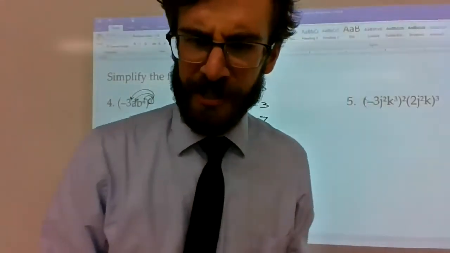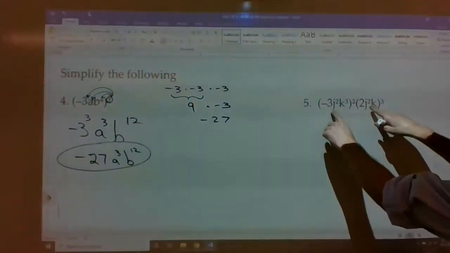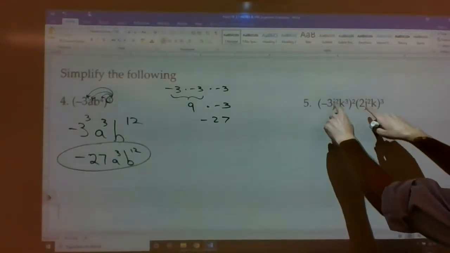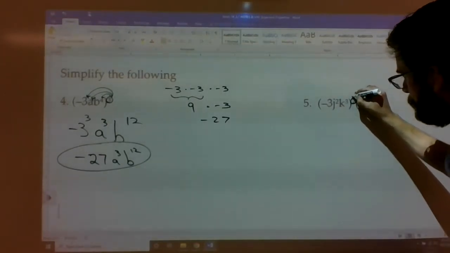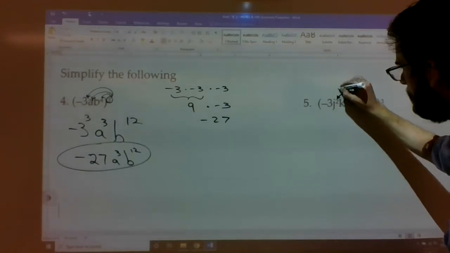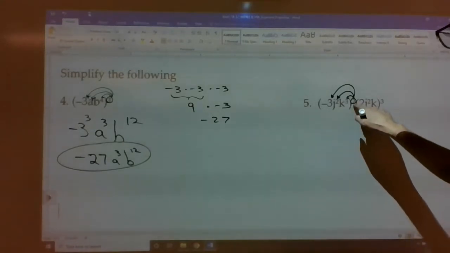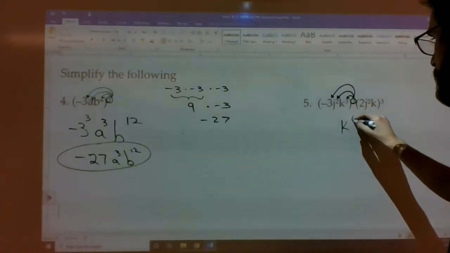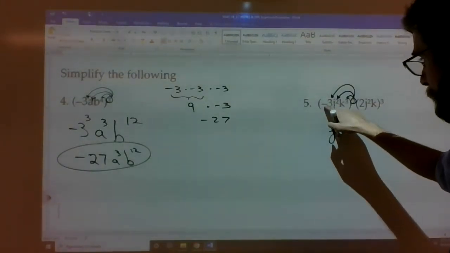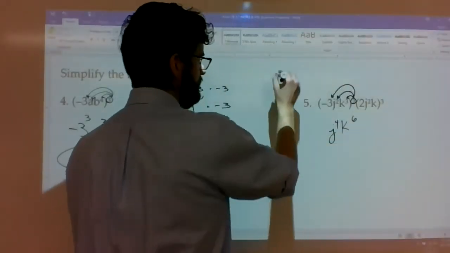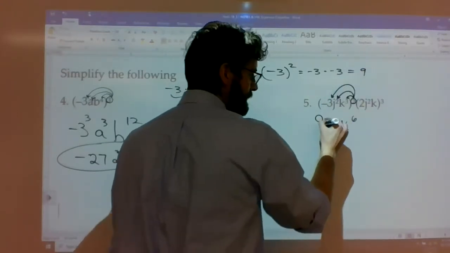So if that's still a little confusing, let's check out number 5. Before I try to get constants with constants, j's with j's, and k's with k's, I need to make sure that I distribute this 2 to everybody. And this 3 gets distributed to all parts in its parentheses. So 2 times 3 is k to the 6. 2 times 2 is j to the 4. Negative 3 squared is going to be negative 3 times negative 3. That's going to be 9.